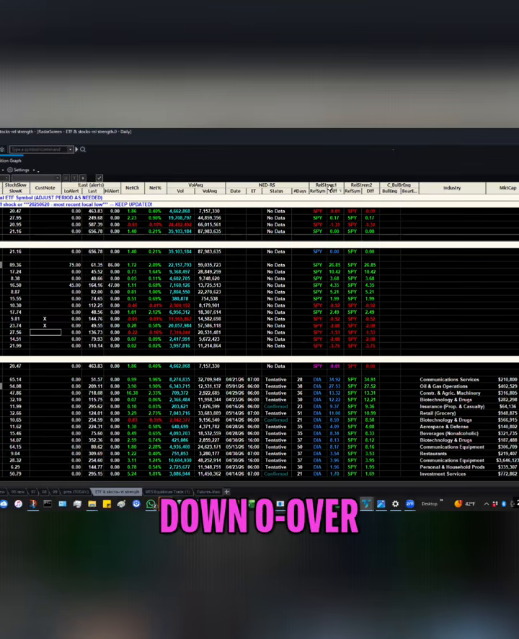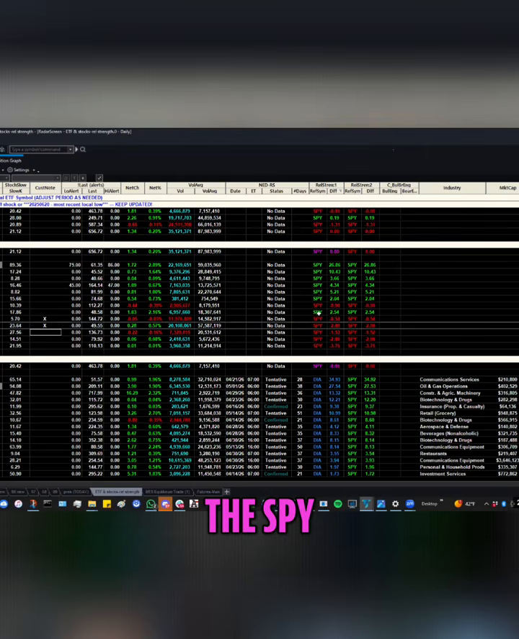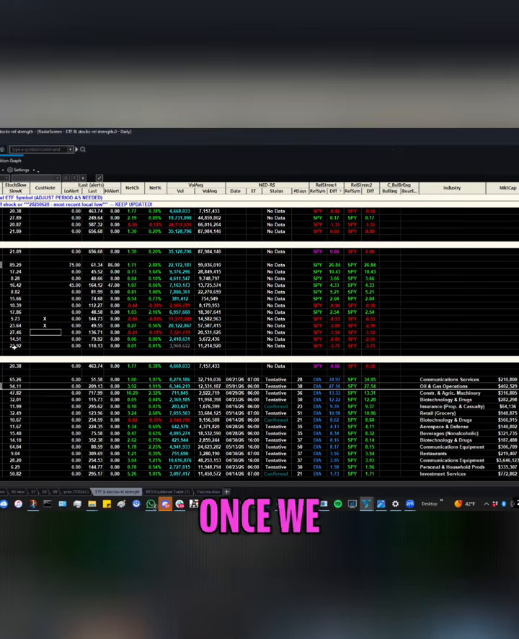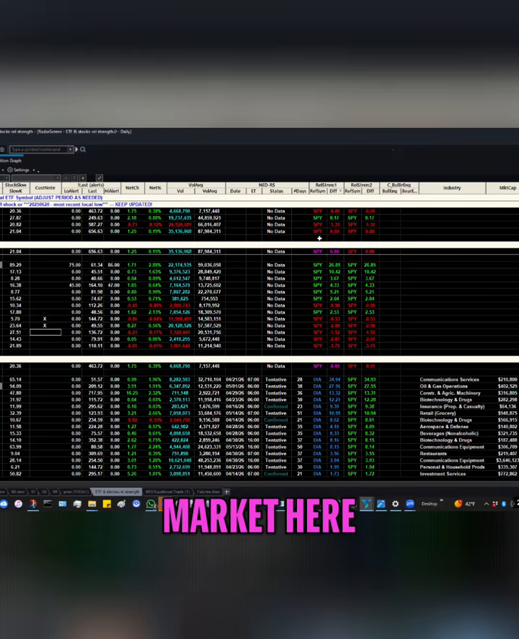So if we look down over here, you'll see it says RELSTREN, that's relative strength. And then we've got a couple of different relative strengths here. One, basically I'm comparing everything to the SPY. And then once we get into a particular subsector, then I'm going to compare everything to the things in the sector. Okay. So we're going to start out by looking at the broad market here.